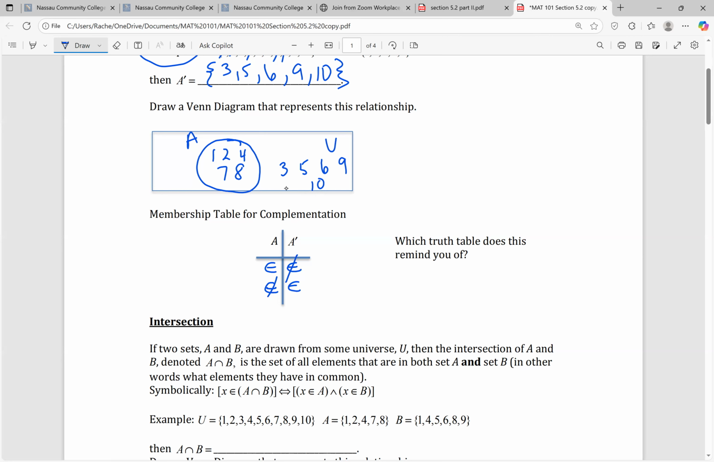So which truth table does this remind you of? This was similar to the negation truth table, right? Remember in negation, if we had P and let's say not P. So P could be true or false, but if P was true, then not P was false. And if P was false, then not P would be true. Very similar, right?